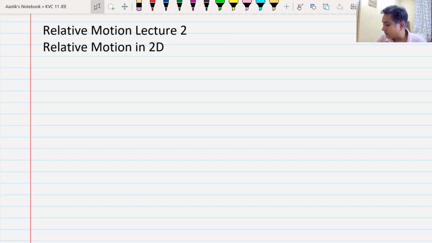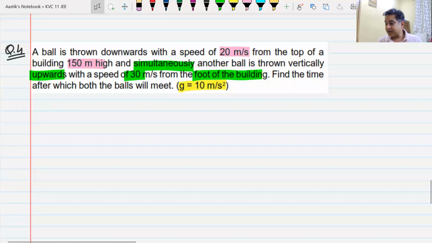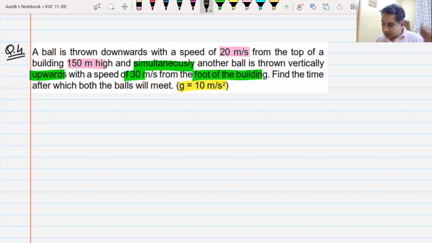That problem was about two projectiles. One projectile thrown downwards with a speed of 20 meters per second, and another ball thrown upwards at the same time. Do we remember this question, everyone? I think you were able to solve this, yes or no? Well done. So 5 seconds was the answer, I think.